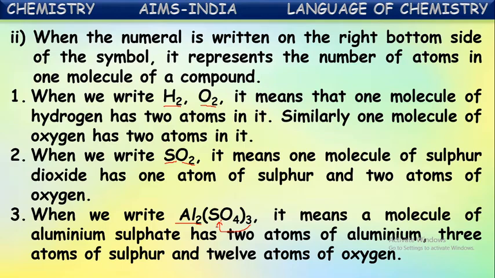By the combination of all these atoms, one molecule of aluminium sulfate is formed. So if any number is written at the right bottom side of the symbol of an element, that represents the number of atoms of that element present in one molecule of a compound. Okay, got it, I think. Right, next.